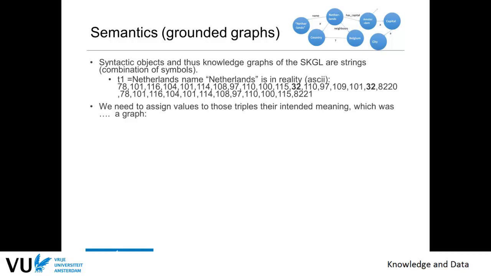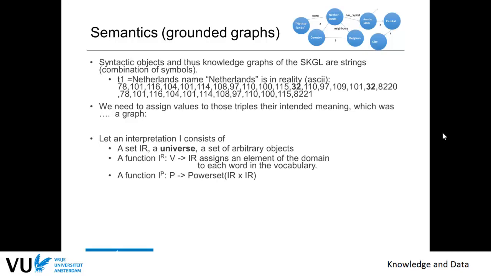So we need to assign values to those triples according to this intended meaning, which is not a list of strings, but according to a graph. And this makes us sound a bit cyclic, but it isn't. So let's see how we do this. We now interpret such a triple in the following way. We build interpretations, similar to what we did before. An interpretation has a set IR, which is called the universe, a set of arbitrary objects, our resources. And then we have two functions, namely one that assigns an element of the domain to each word in the vocabulary. So it's a function from V, the vocabulary, to IR, the universe.